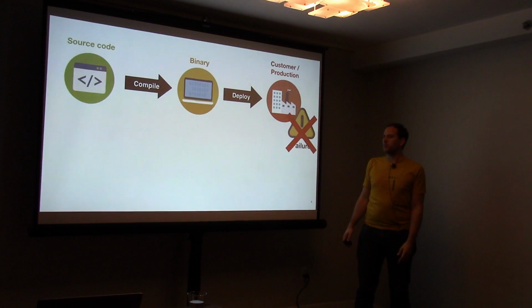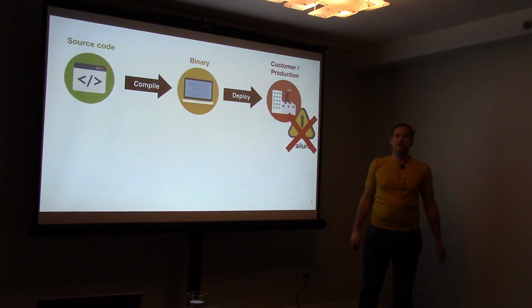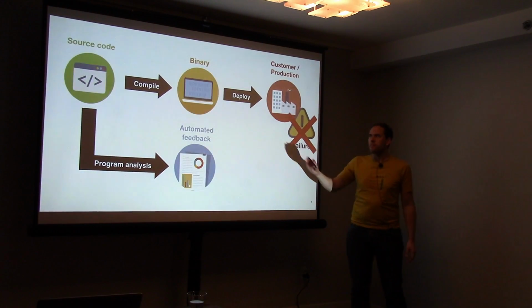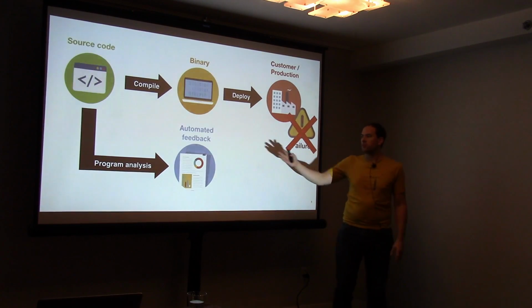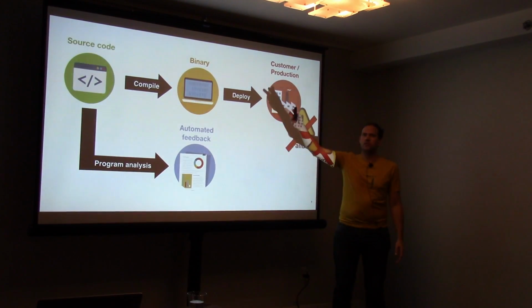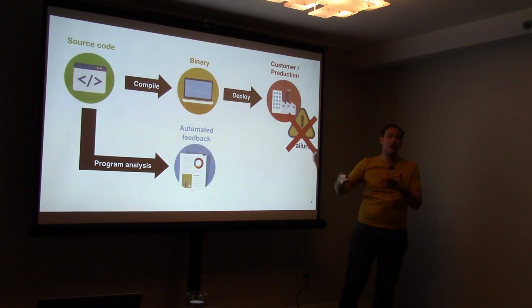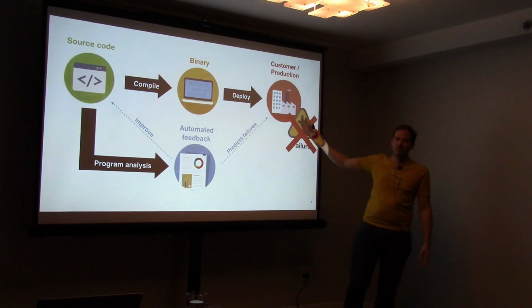So what we would like to do is make sure that these kinds of failures cannot occur in production code. And the technique that we're going to talk about today for doing this is program analysis. Program analysis produces automated feedback given the source code. It reads in the source code and computes feedback about that source code. And that allows developers to improve the source code by predicting failures before they happen.